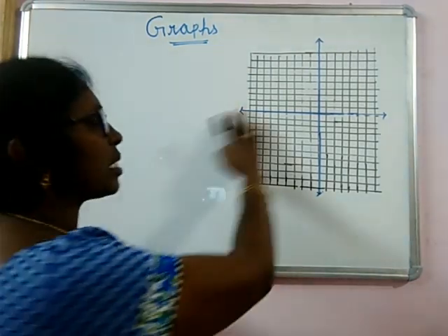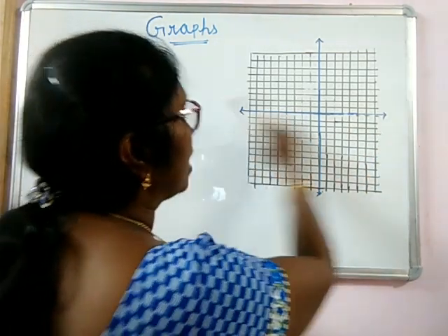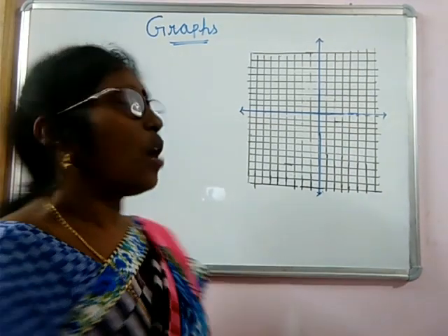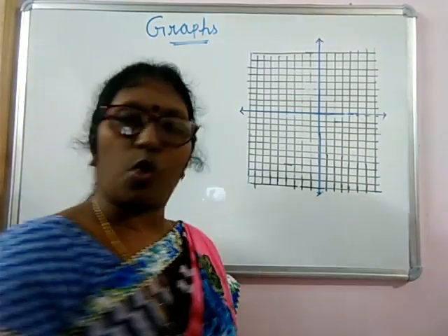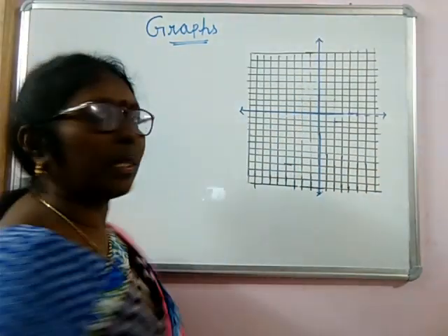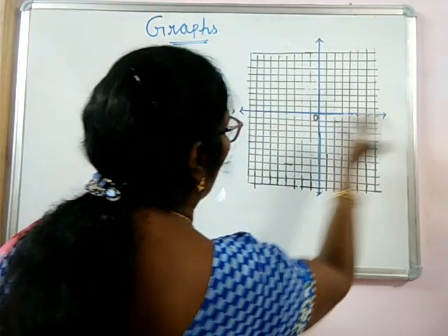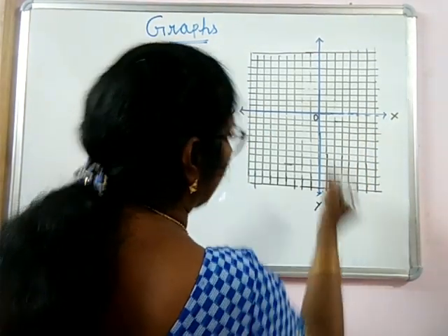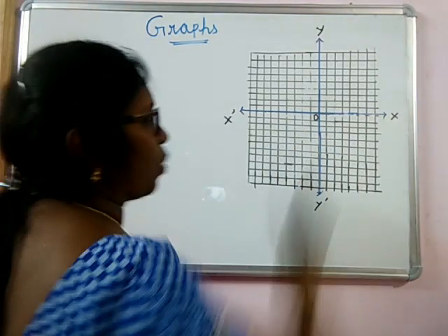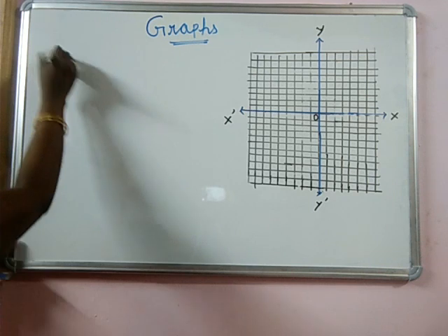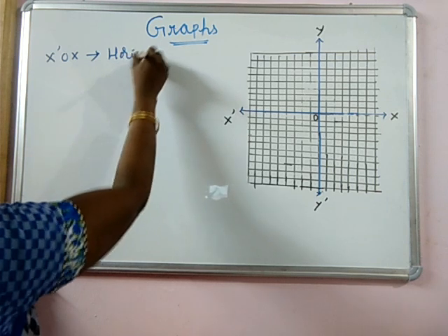Okay? This is the Cartesian plane. This Cartesian plane has x-axis and y-axis. What is x-axis and what is y-axis? The horizontal line is known as x-axis and the vertical line is known as y-axis. Let me name this as X dash O X, Y dash O Y. X dash O X is the horizontal line, that is x-axis.